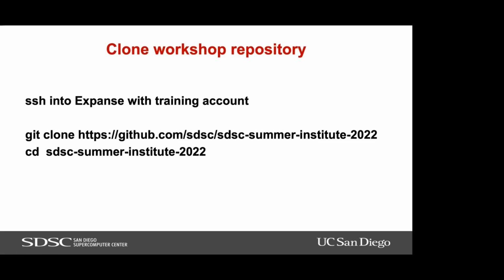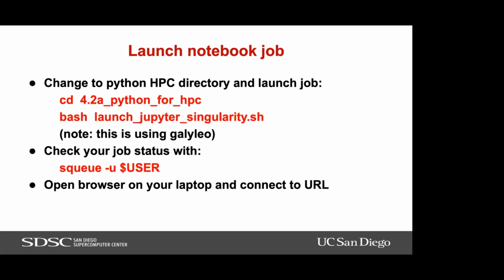So once you have this, there is a Python HPC directory. You can go to 4.2a_Python_for_HPC in this repo and run this launch script that will use Galileo under the covers and get you a Jupyter Lab instance. Once your job is running, you can open the browser and connect to the URL that comes out. You're probably already familiar with this because we've done a few of these this week already.